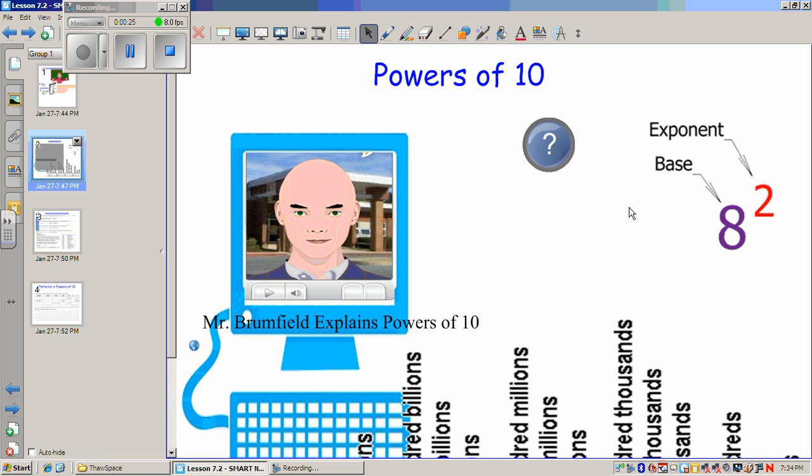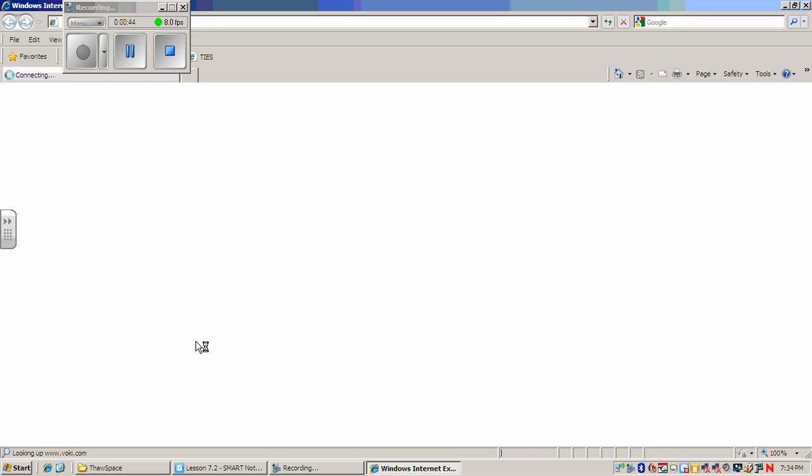So powers of 10. When we look at a base and an exponent, which we looked at yesterday, remember the base is this number here and our exponent is the 2. And that does not mean 8 times 2, but instead it means 8 times 8. Let's listen to Mr. Brumfield as he explains powers of 10 to us.